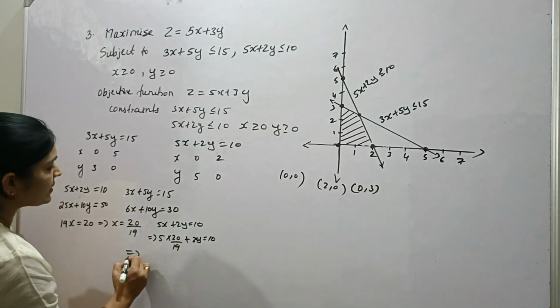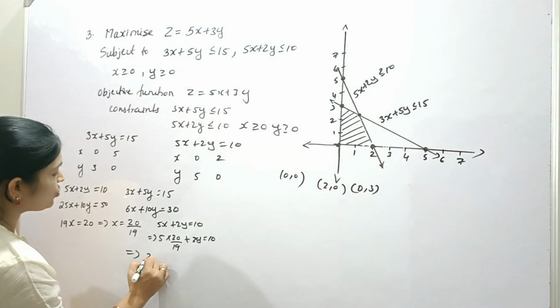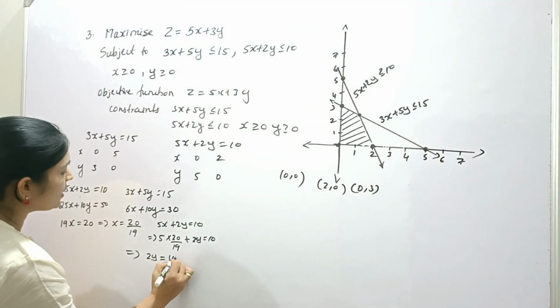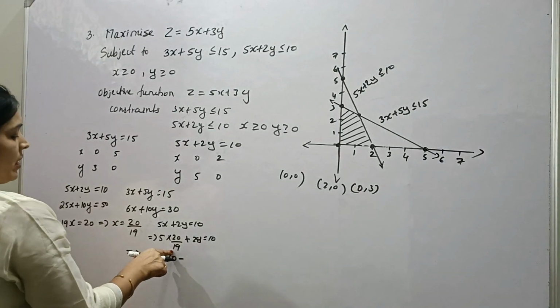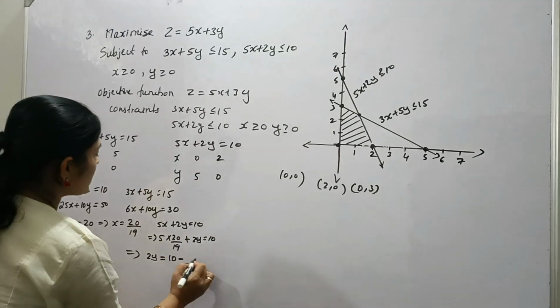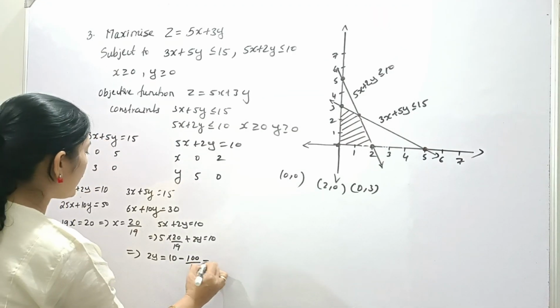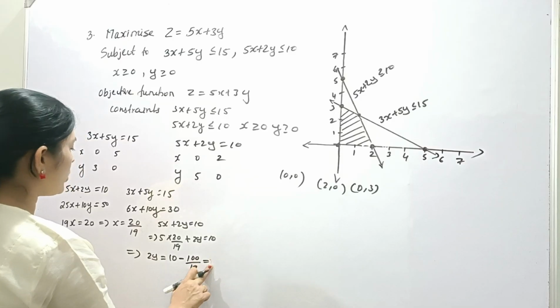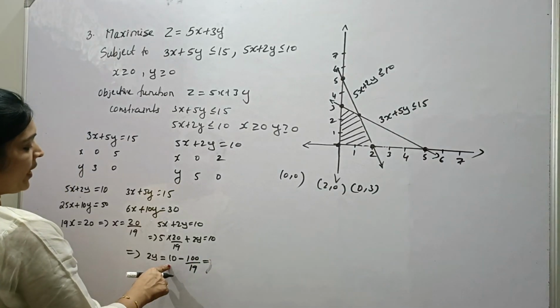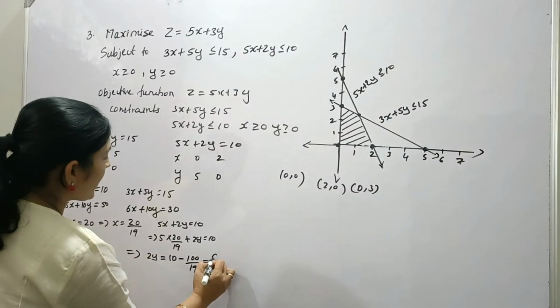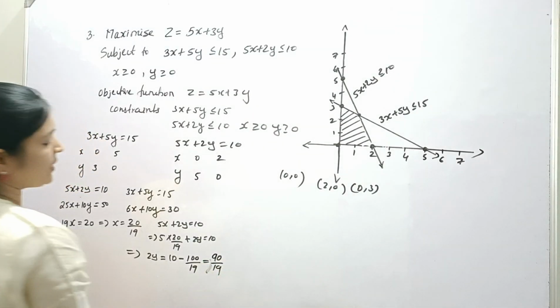That implies 2y is equal to 10 minus 100 by 19, right? So minus 100 by 19. That implies, sorry, that is equal to 19 into 10, 190. 190 minus 100, 90 divided by 19.